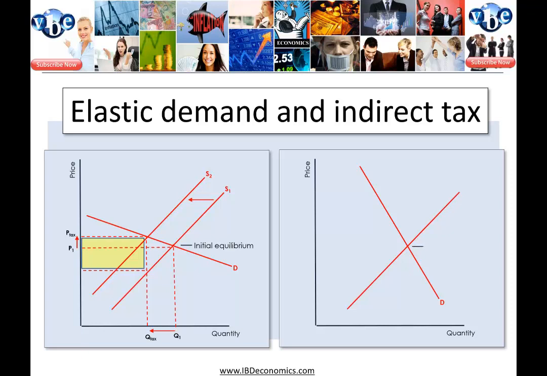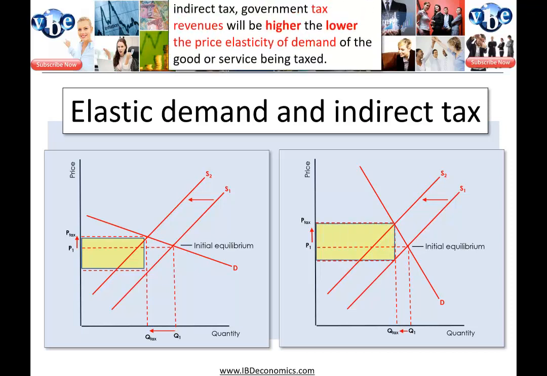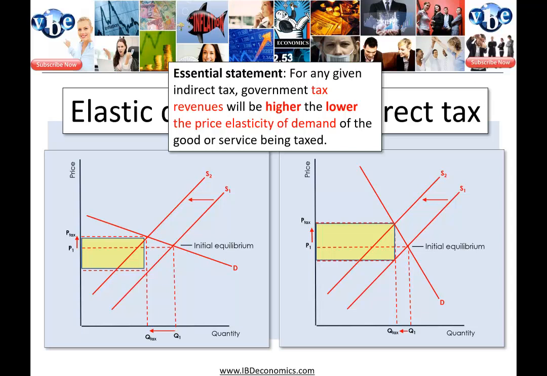Inelastic demand, that steep demand curve. What's the effect of an indirect tax on inelastic demand? Because consumers with inelastic demand are relatively unresponsive to increases in price, and that's what a tax does. It increases the price of a good. The quantity demanded, the decrease there, is relatively small.